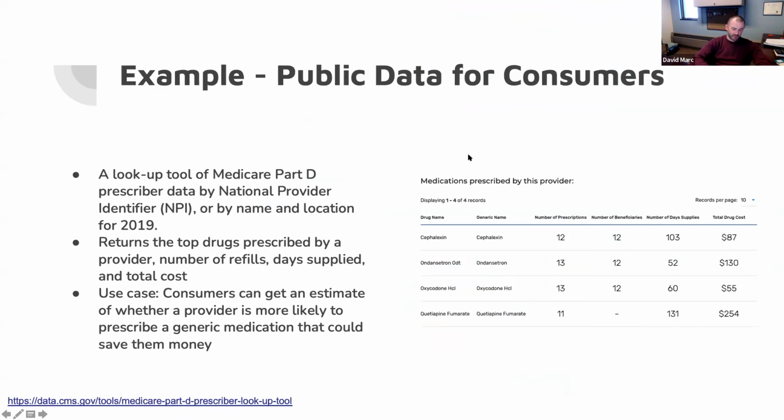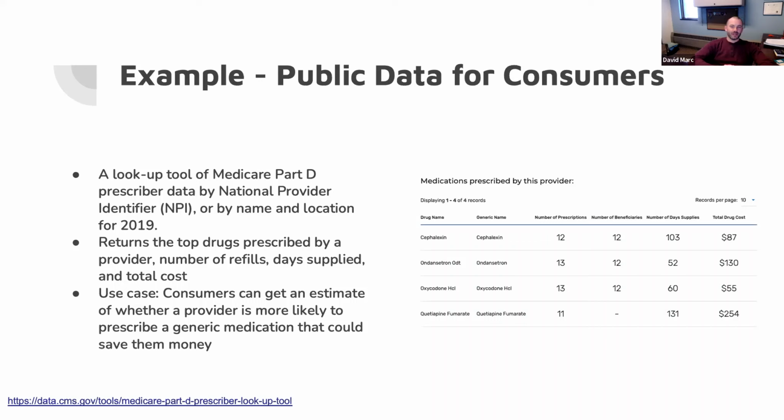And there's public data for consumers. Here's an example of a tool, a lookup tool for Medicare Part D prescriber data. The intended use is that consumers can get an estimate of whether their provider is more likely to prescribe a generic medication, or has prescribing patterns that could save the consumer money. I could see how this could be abused though.